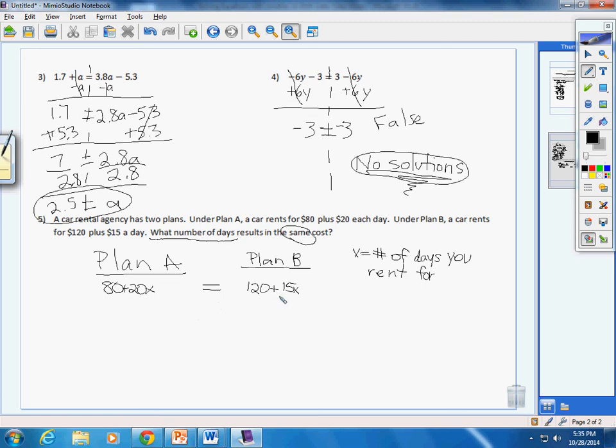Once you solve for X, since X represents the number of days that you would have to rent for, that'll be our answer. What number of days results in the same cost? So folks, I am going to have you do this part on your own. Bring it back tomorrow. Hopefully you'll have the answer. Make sure you label your units at the end. Don't just give me a number. Tell me what that number means. And I'll see you tomorrow.